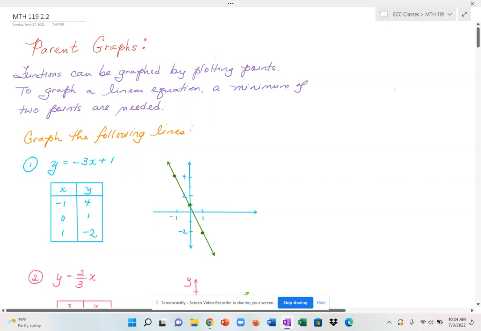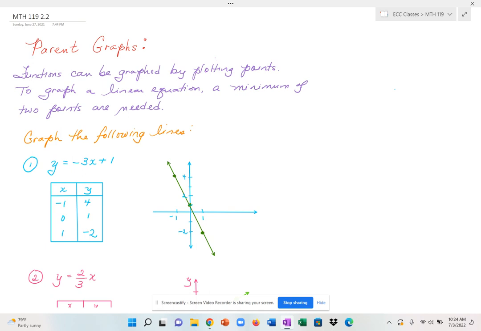In this lesson, we're going to talk about parent graphs. So we start with a linear equation. And so remember, to graph a linear equation, you need at least 2 points. I'm going to use 3 for these examples.